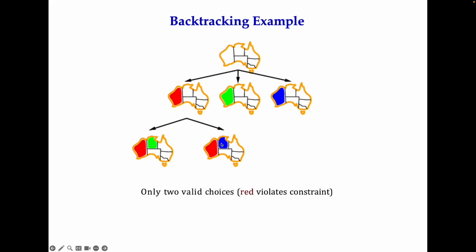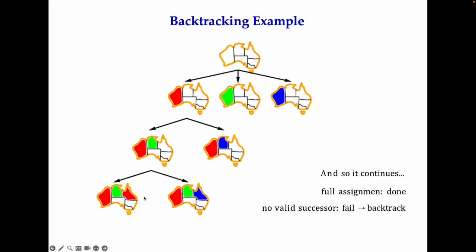And then from here, again, we continue, right? So for the next region, if it's, for example, Queensland, you can either assign red or blue, because this one is green and no other neighbor has been colored yet. So the only constraint is that Queensland should not be green, and then you have these 2 options.